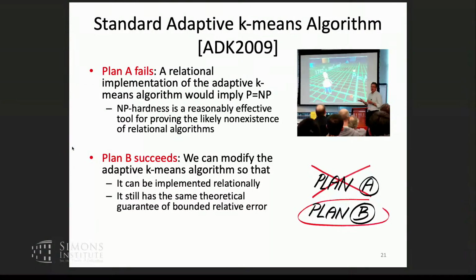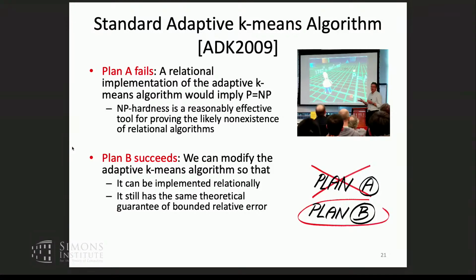Another algorithm in the literature is this adaptive k-means algorithm. And if you try, you can prove that being able to compute the same output that this algorithm does, even if the tables are very simple, is NP-hard. So it's not reasonable to expect that you can implement exactly this algorithm. So then what did we do? We had to go to plan B. Plan B was, okay, I'm not going to compute exactly the same weights that this algorithm does. I'm going to compute alternate weights, but those alternate weights give me the same theoretical guarantee as the original weights.